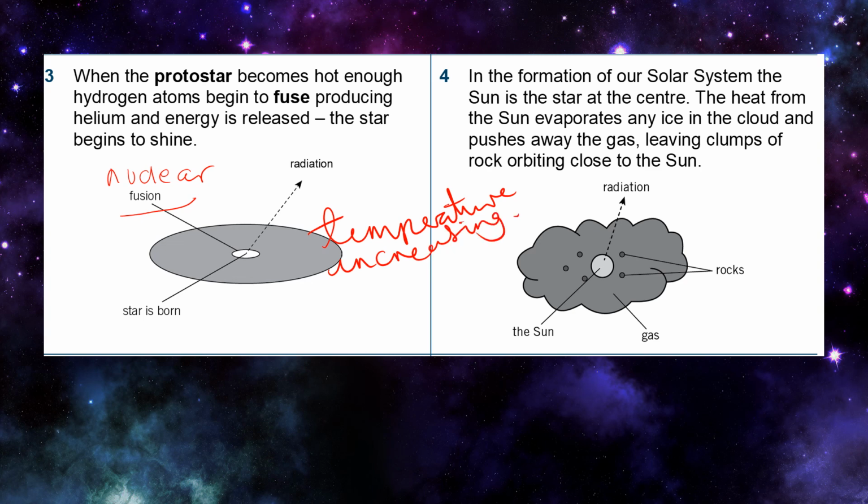And then we've got the formation of the solar system. The sun is the star in the centre. The heat from the sun evaporates any ice in the cloud and pushes away the gas, leaving clumps of rock orbiting. So we've got rock on there, we've got gas here, the sun here, and we've got radiation, heat radiation being given out. And you could also, if you wanted to, add in fusion is happening there.